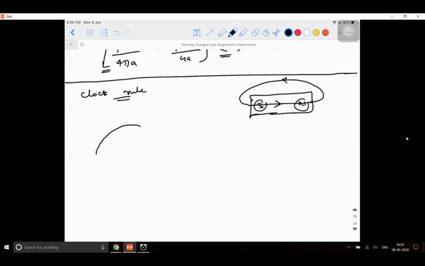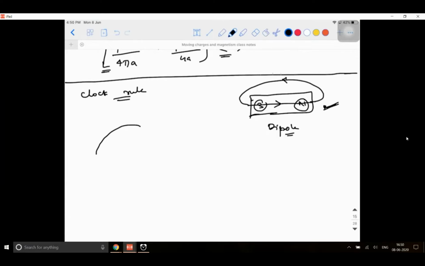So whenever you have two poles, that particular object is called a dipole. Di refers to two, pole refers to polarity. So two poles put together, we call it a dipole. If it is a magnet, we call it a magnetic dipole. If it is due to charges, we call it an electric dipole. So this is what is going to be a magnetic dipole.